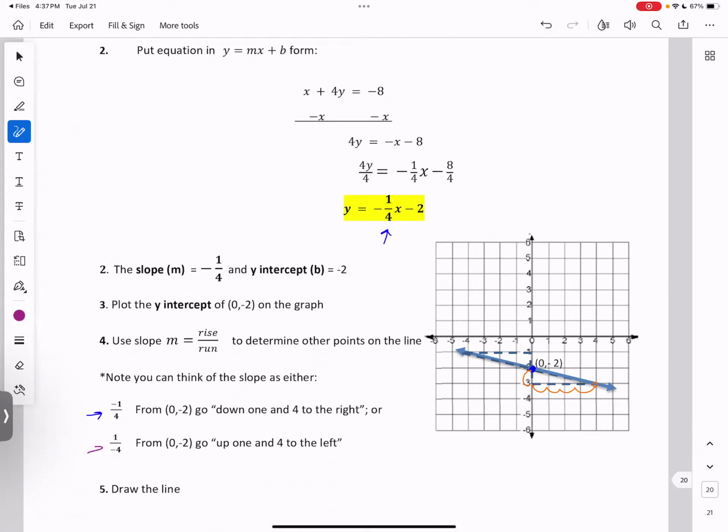Or if you think of it as 1/-4, that means a rise of +1, so we're going up 1, and then a run of -4 is 4 over to the left. So we end up over here. And once again, you have your points and can draw your line.